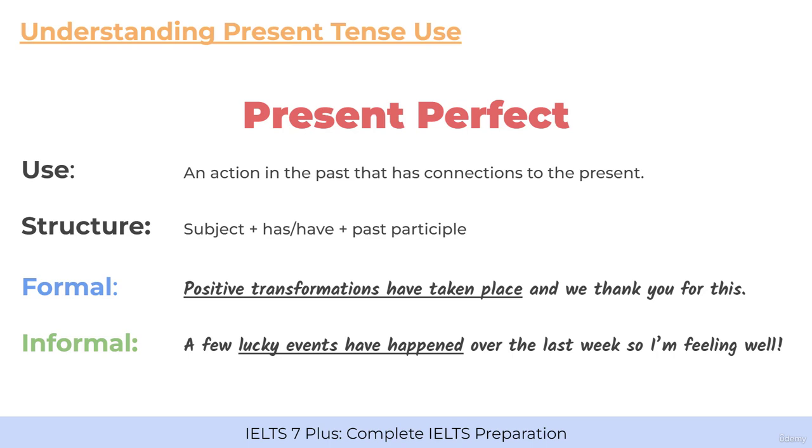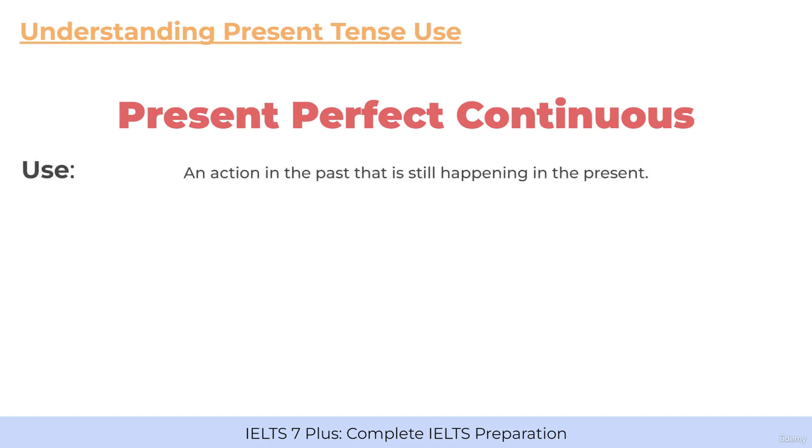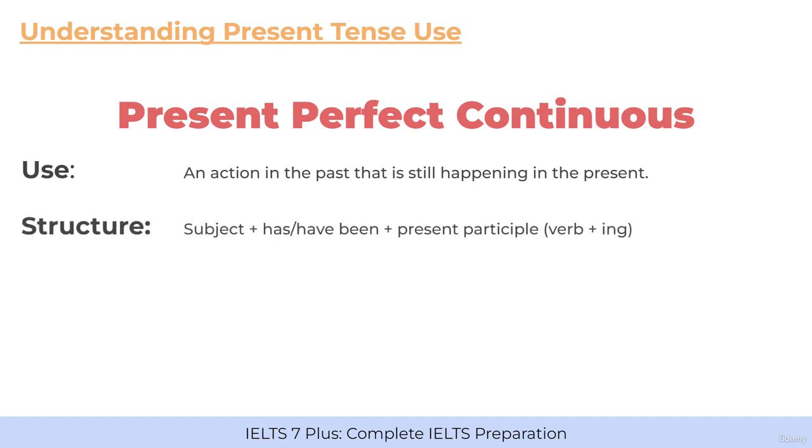And our final tense, present tenses, we have present perfect continuous, quite a mouthful. Let's see why we use this. So this is an action in the past. It started in the past, but it's still happening today. And the structure is subject plus has, have been, plus present participle, so that verb ing.